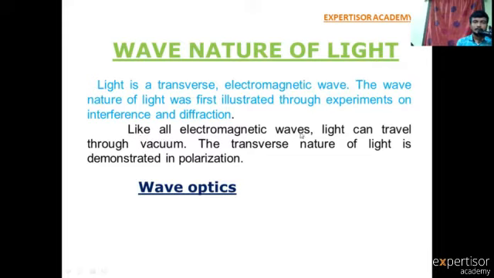Like all electromagnetic waves, light can travel through vacuum. The transverse nature of light is demonstrated in polarization. Polarization means unpolarized light is converted into polarized light. So that is polarization.